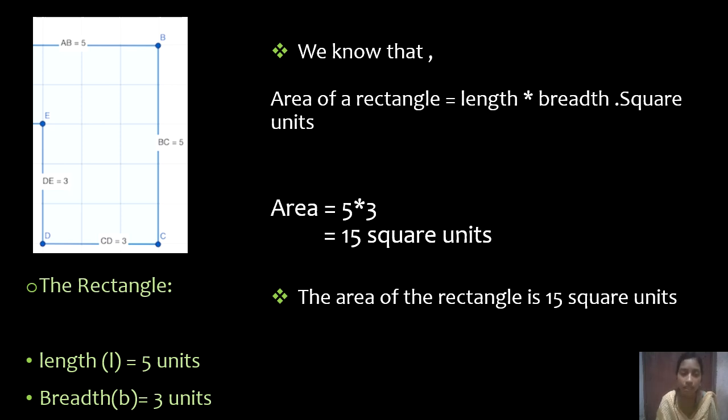The breadth of the rectangle is given as 3 units. Therefore, the length is 5 units and the breadth is 3 units. We know the area of a rectangle formula: area of a rectangle is equal to length into breadth square units.